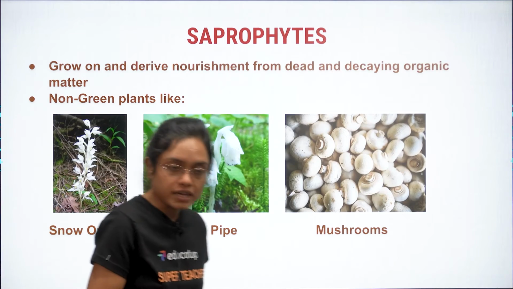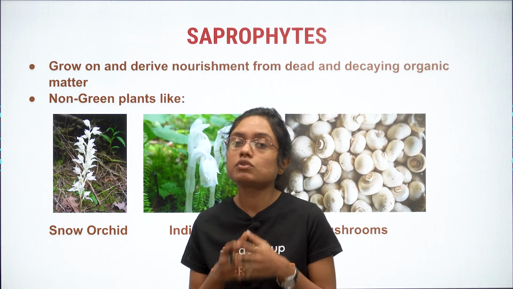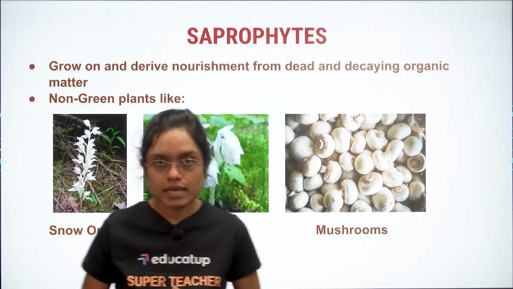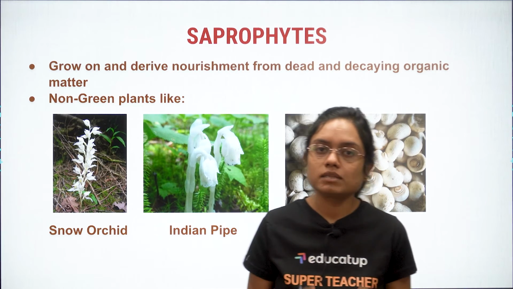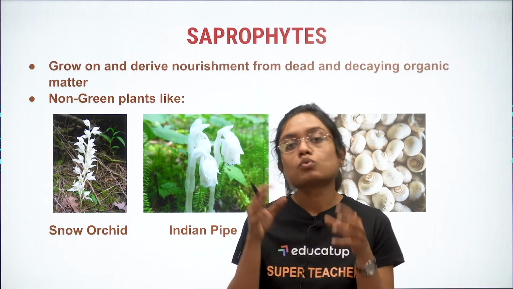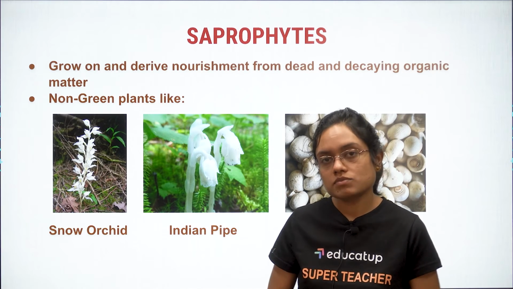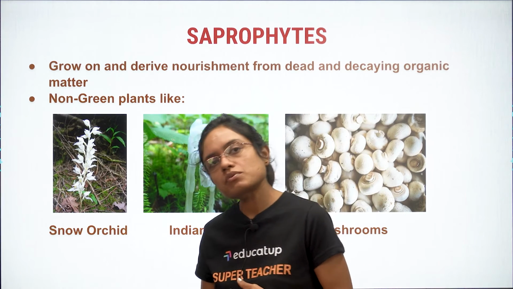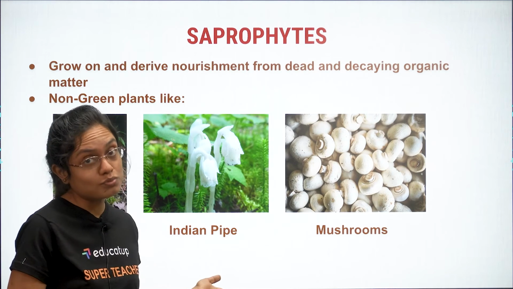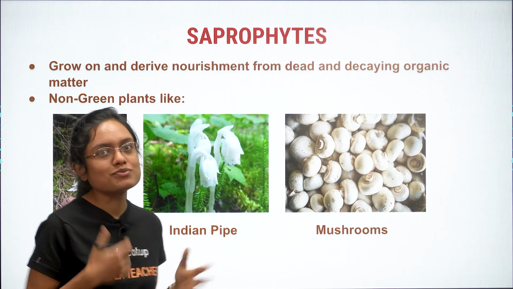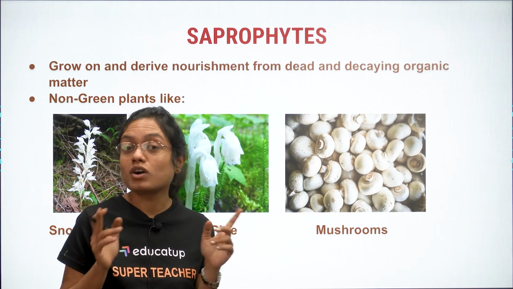The next are saprophytes. Now saprophytes are those organisms which grow and derive nourishment or nutrition from dead and decaying organic matter. Basically they are the non-green plants. For example, अगर एक dead plant है या एक dead animal है तो उसकी body पे जो organisms grow करेंगे या उसकी body से जो organisms nutrition लेंगे, those are known as Saprophytes. The examples can be snow orchid, Indian pipe, even mushrooms. Mushrooms, the yummy mushroom ki vegetable banti hai, even they are used in pizza and many other things. Those mushrooms are also saprophytes.